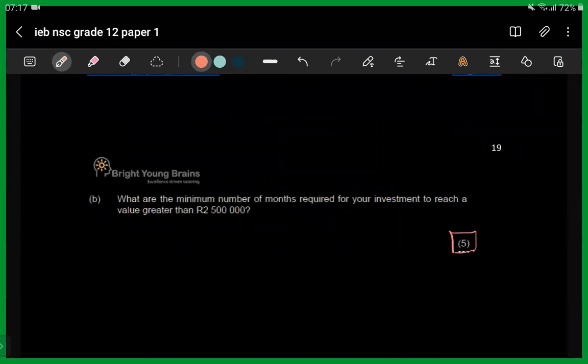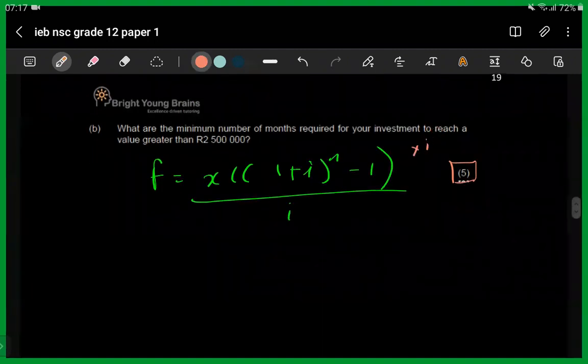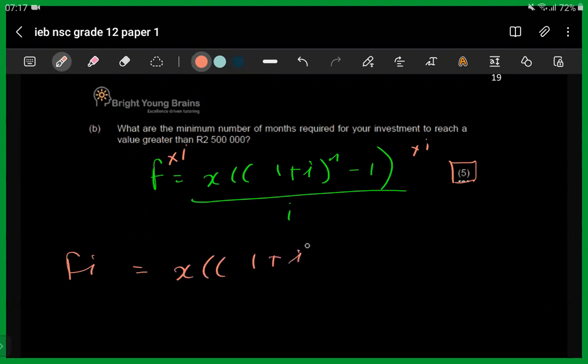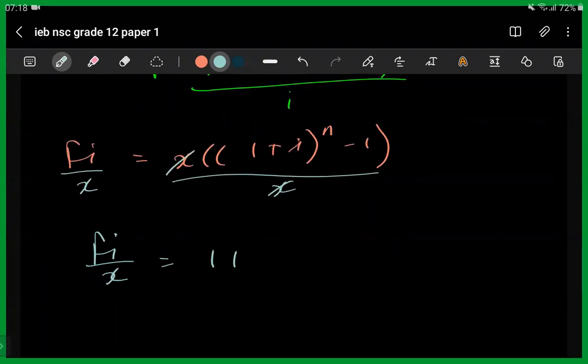Ooh, 5 marks. It says, what is the minimum number of months required for the investment to reach a value greater than 2,500,000? That's also simple because you have to work out a value of N in your F formula. We're going to need to isolate N first. Isolating N is just algebra. Multiply by I on both sides first: Fi is equal to X, 1 plus I to the power of N minus 1. We can divide both sides by X, so Fi over X equals 1 plus I to the power of N minus 1.